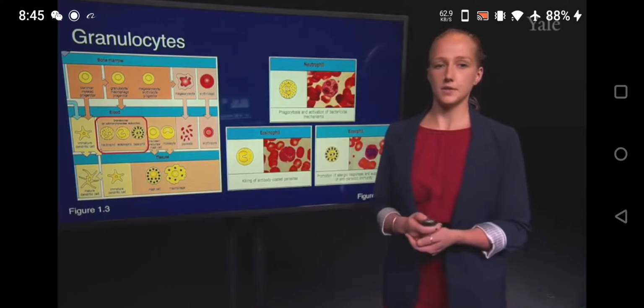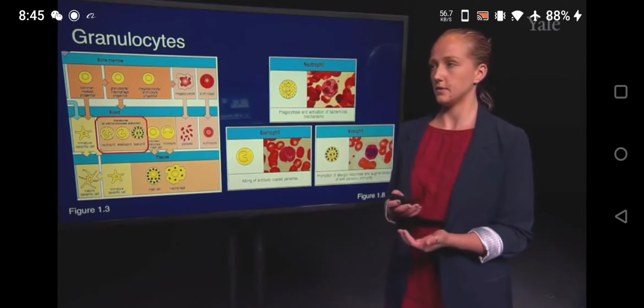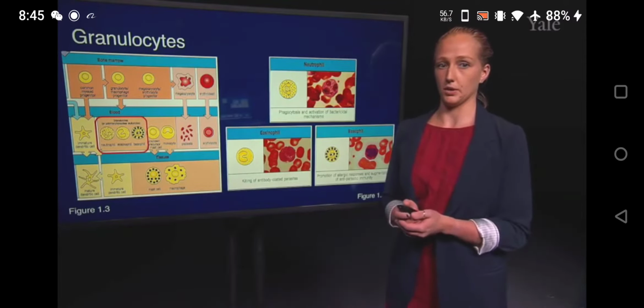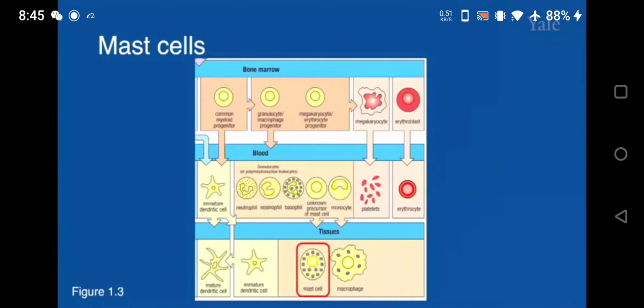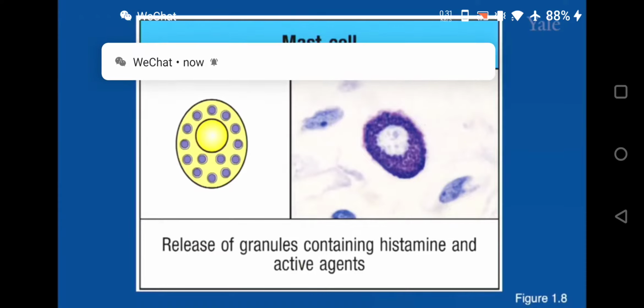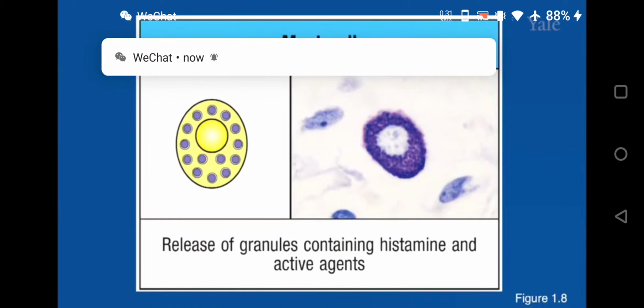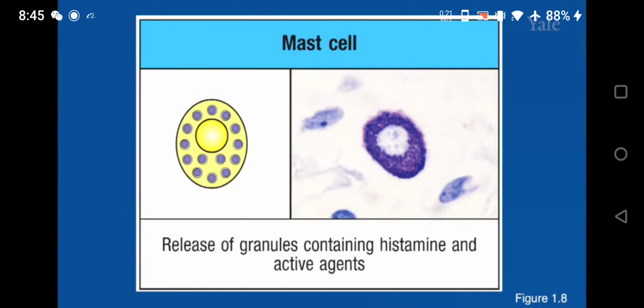Now, another cell type that has parallel properties to the granulocyte group are the mast cells. So this is another subset of innate immune cells that derive from the common myeloid progenitor cell, and they also have granules within them. So these are very, very large cells, and they actually begin their development within the bone marrow. However, they leave as immature precursors, and they actually mature within peripheral tissues.